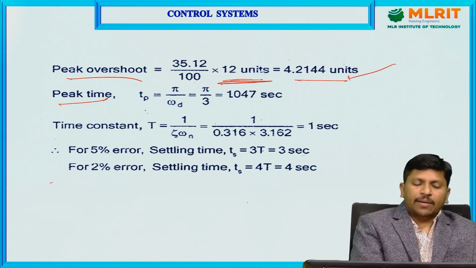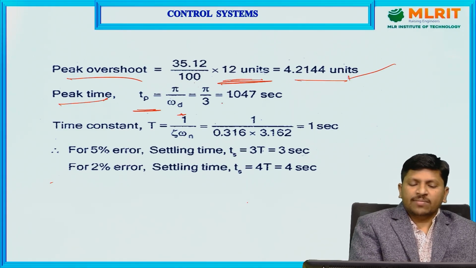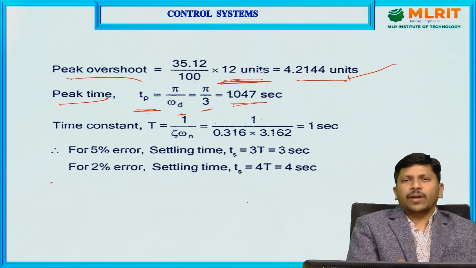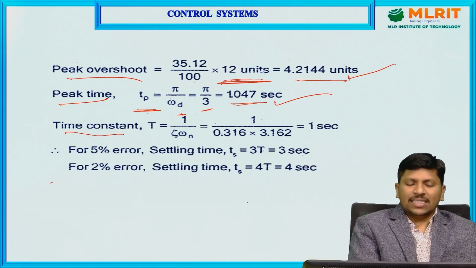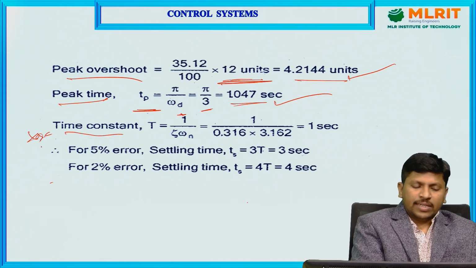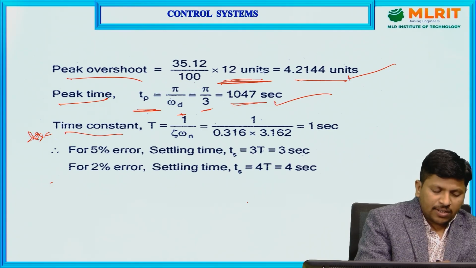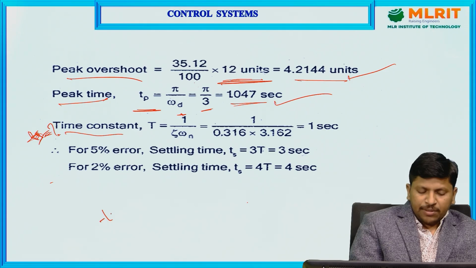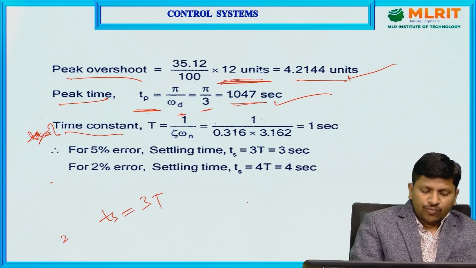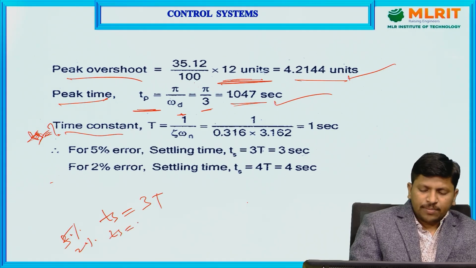Next, peak time, tp equals pi by omega d. Omega d we know is 3, so pi by 3 equals 1.047 seconds. Next, the settling time, ts. The calculation of settling time: ts equals 3T for the 5 percent error, and for the 2 percent error, settling time is 4T.